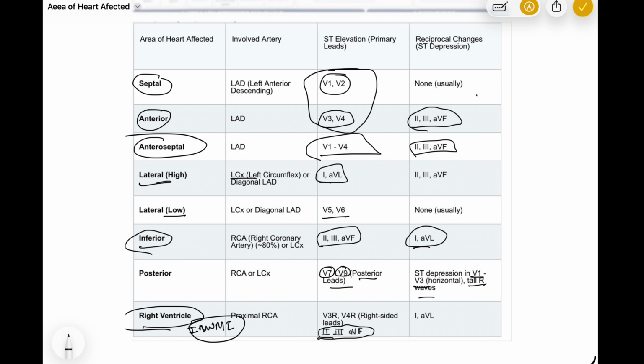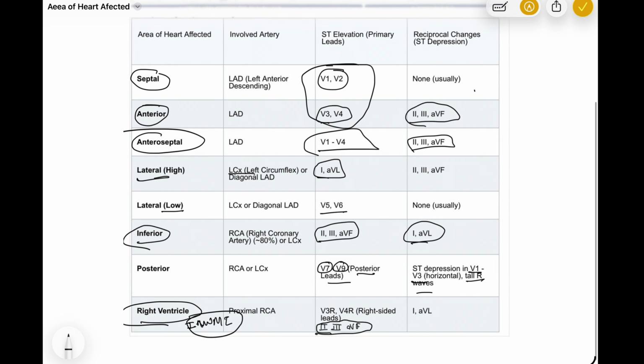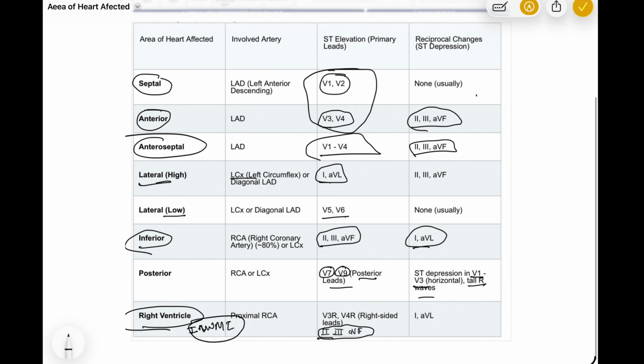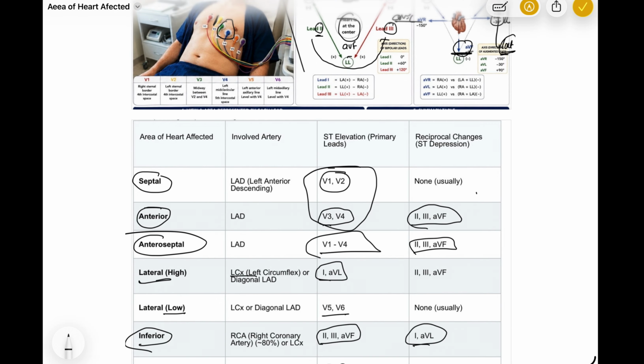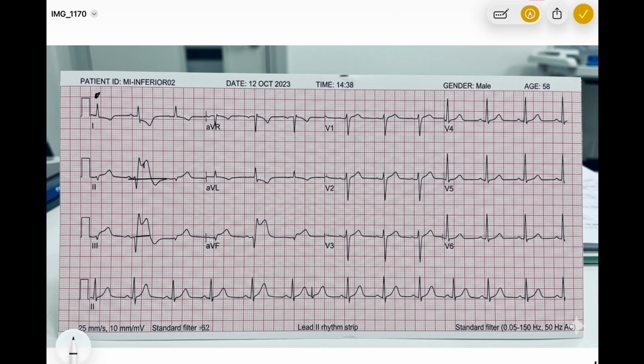Just follow this process. So the right ventricle will be associated with the inferior wall MI, and we will get ST elevation in 2, 3 and AVF plus the right-sided leads V3 and V4. Okay, I hope you are clear up to this. Now let's take a few examples of this ECG. In this ECG, you can observe the ST elevation in 2, 3 and AVF, and the corresponding ST depression in 1 and AVL. So this is an inferior wall MI.